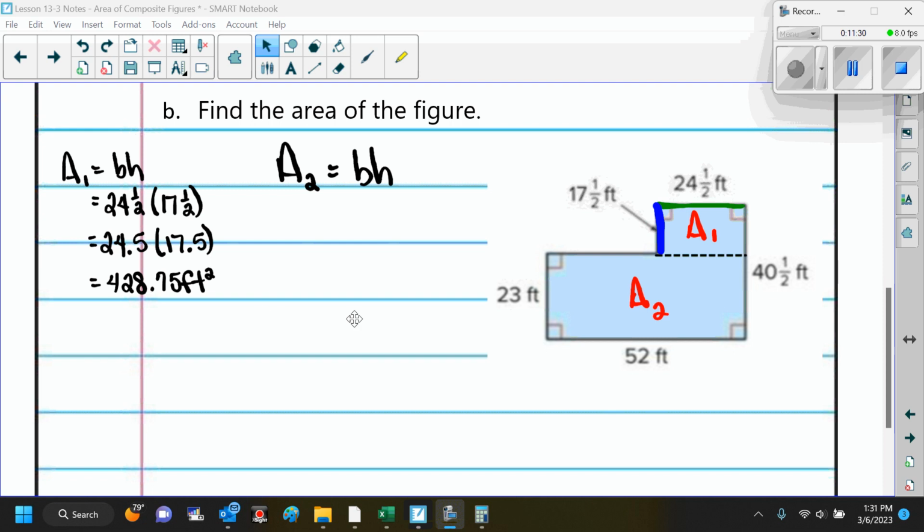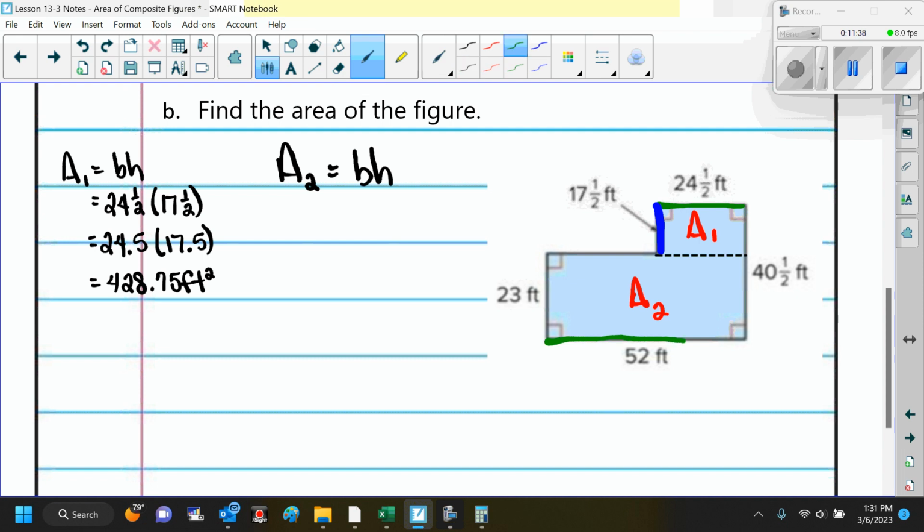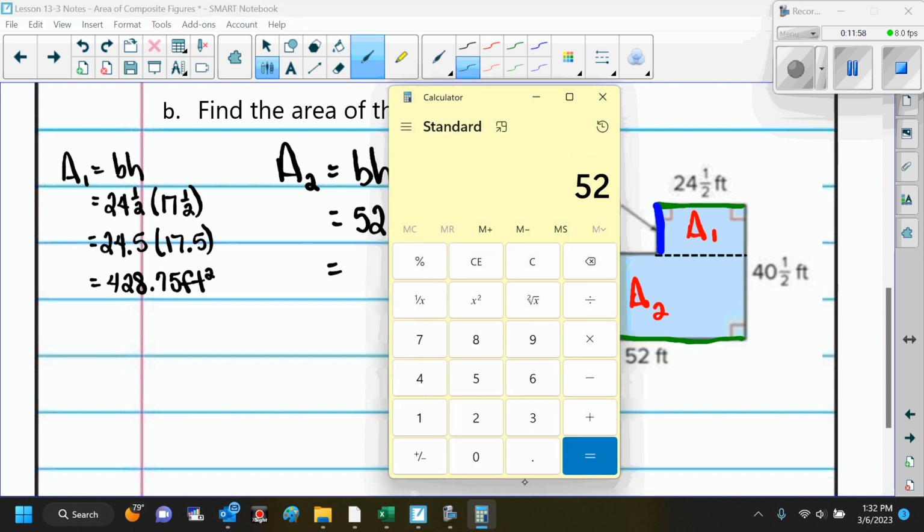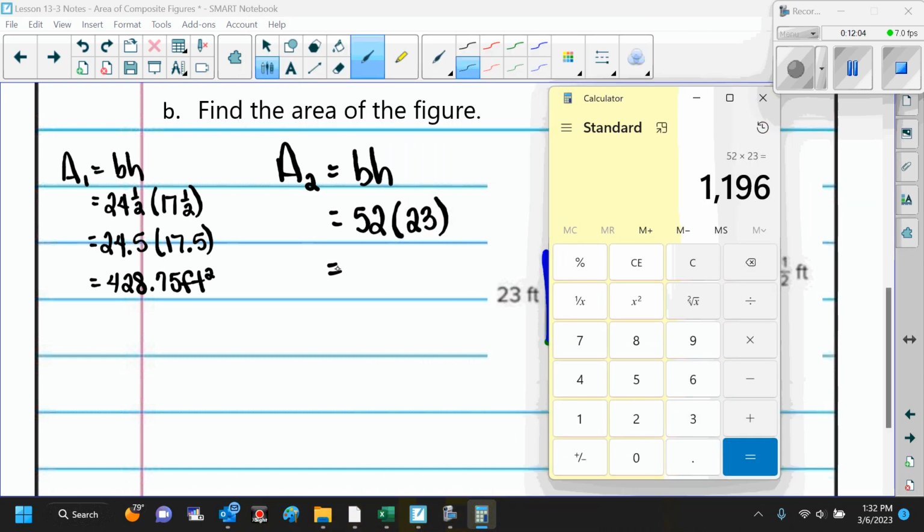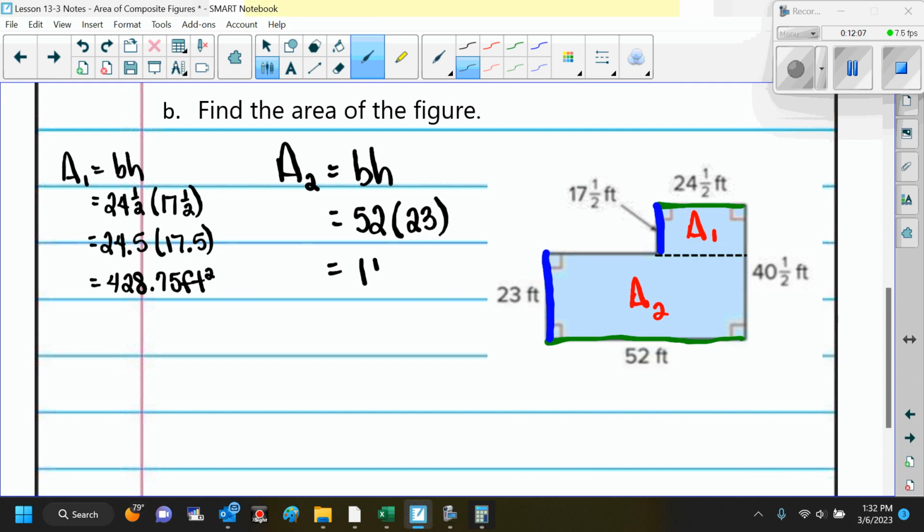So now let's do area 2. So area 2, again, you guys, oh, we really lucked out. So let's see here. There's my base, 52, and there's the height, 23. Look at that. We didn't even have to do any finagling. Okay? So here we've got the base is 52, the height is 23. So now we just multiply those, 52 times 23. That's going to give us 1,196, and this is feet squared.